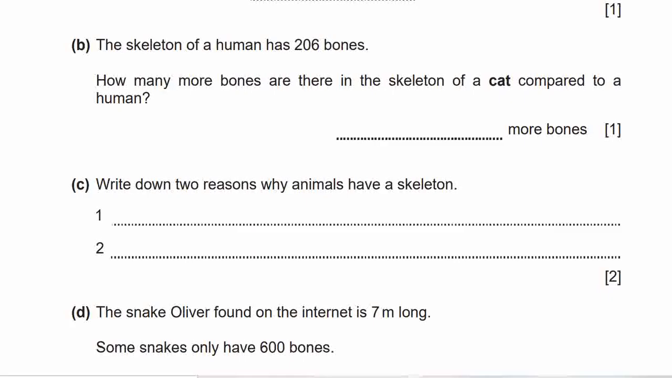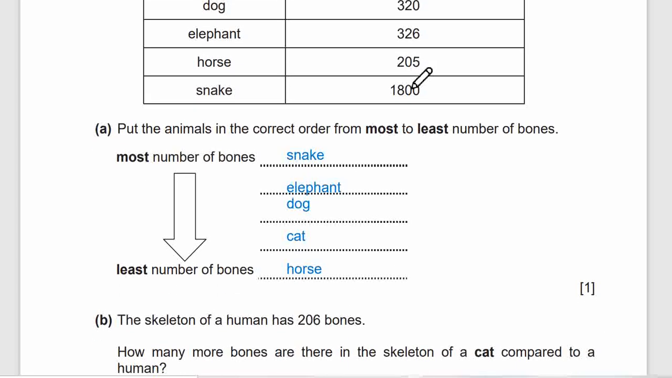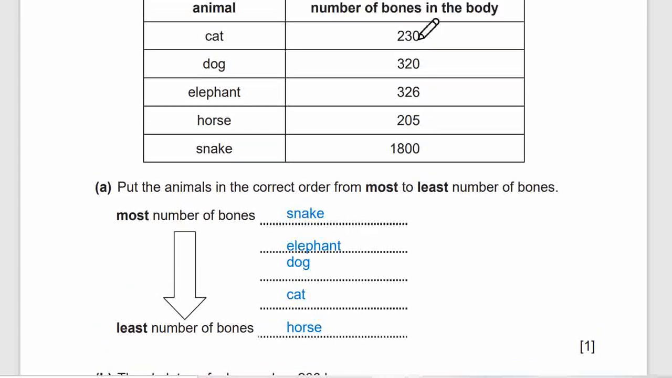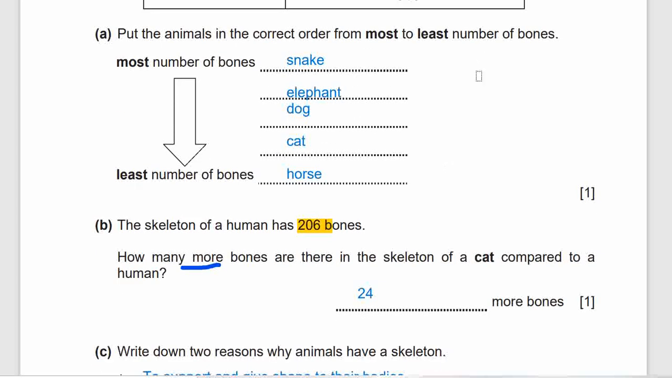Next number. The skeleton of a human has 206 bones. How many more bones are there in the skeleton of a cat compared to the human? Now, cat is 230, while human is 206. So the difference, how many more, we just subtract 230 minus 206. It will be 24 bones, 24 more bones.